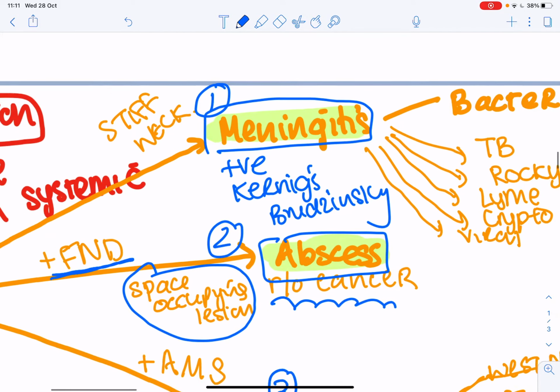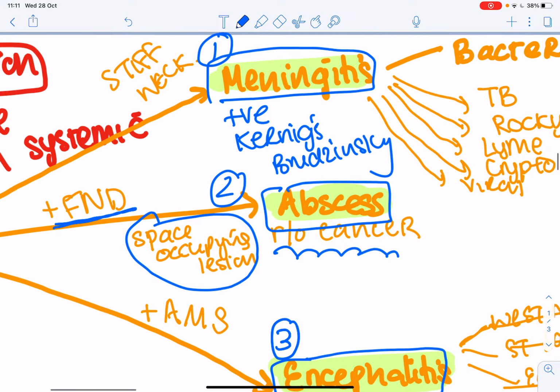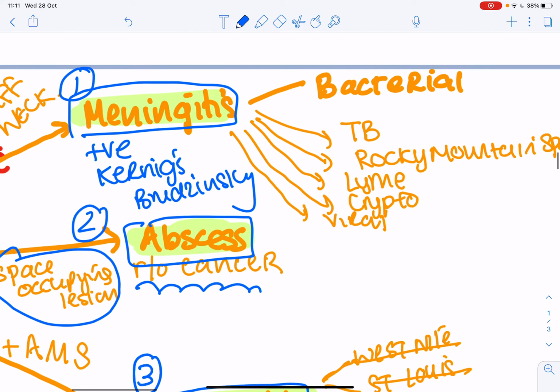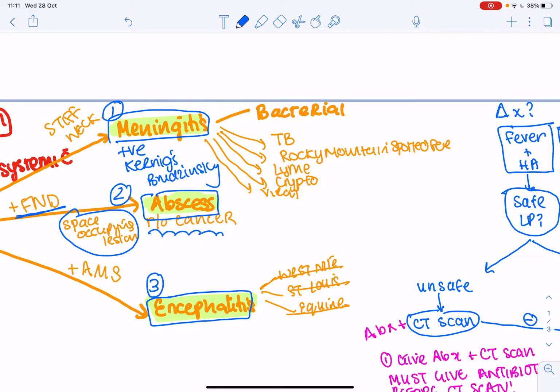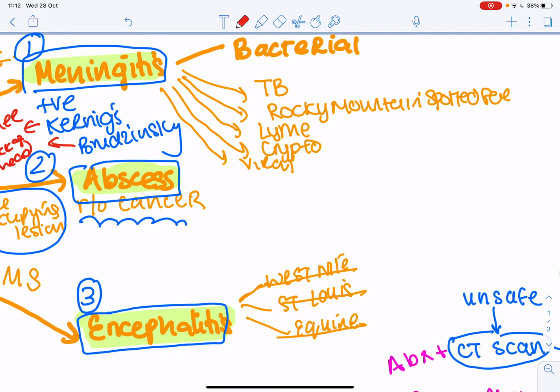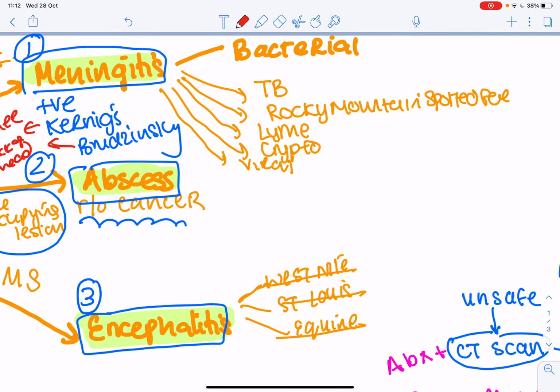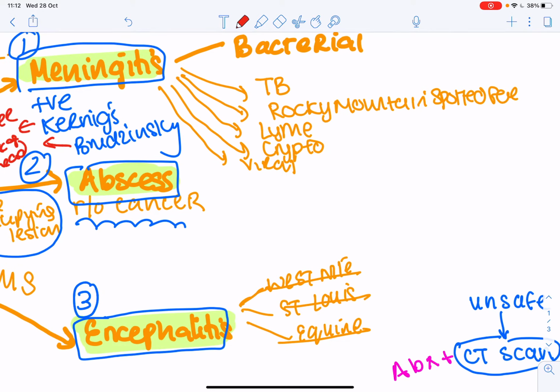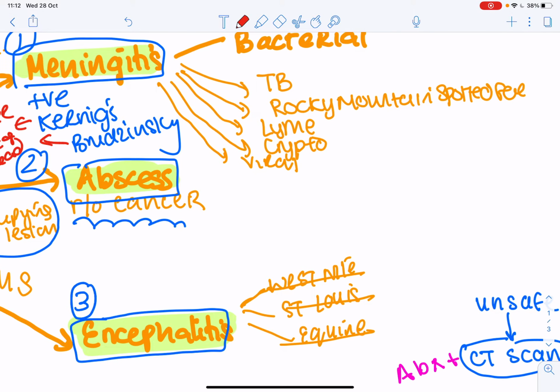Meningitis is going to present with fever, headache plus stiff neck, and they're going to have a positive Kernig's and Brudzinski sign. So remember, K for knee, B for Brudzinski, for the back of the head. Now, meningitis can be bacterial, and then we can start to look for specific bacteria. We can look for TB, Rocky Mountain spotted fever, Lyme disease, crypto, and viral. Now, in another video, I'll go into detail about how these would all present.